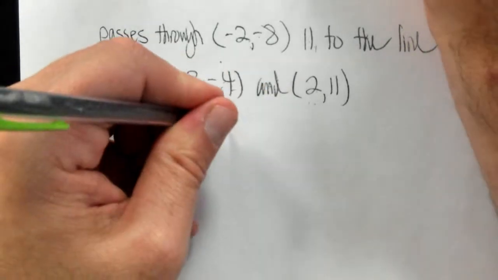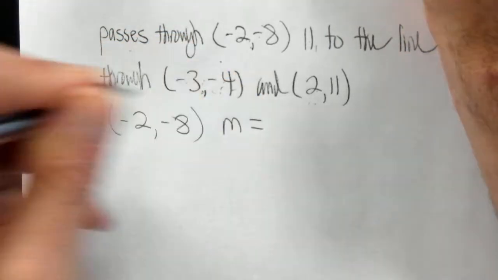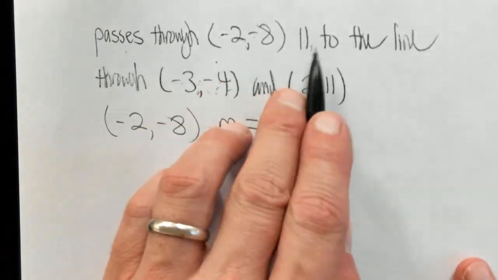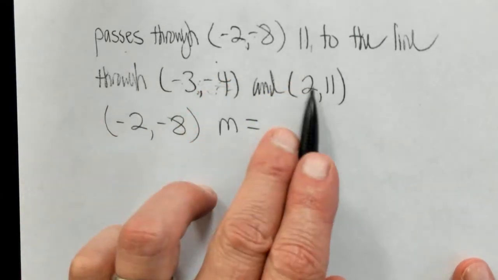Okay, but I also need the slope. Now, once again, they tell me that my line is parallel to the line that goes through these 2 points.